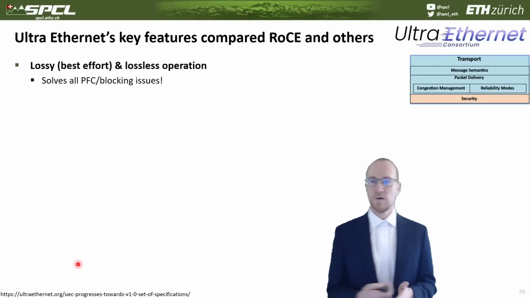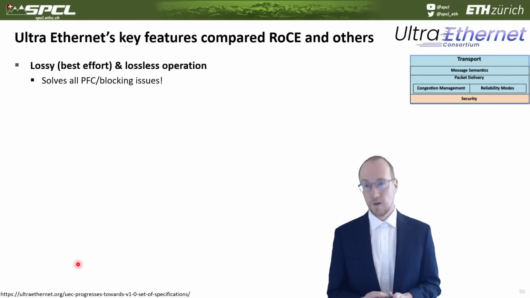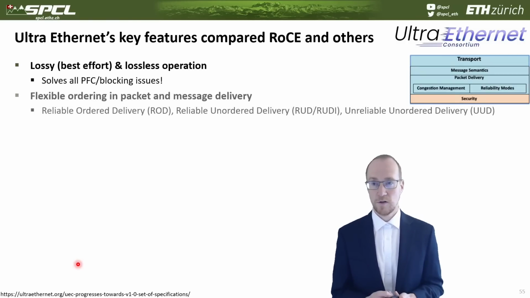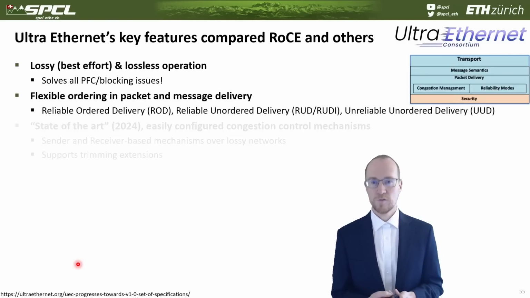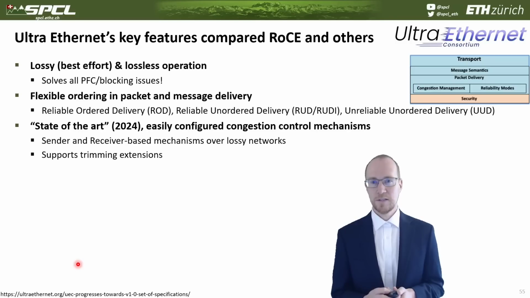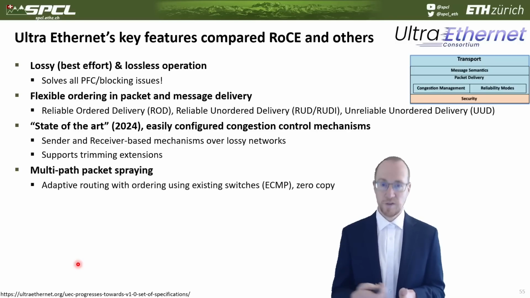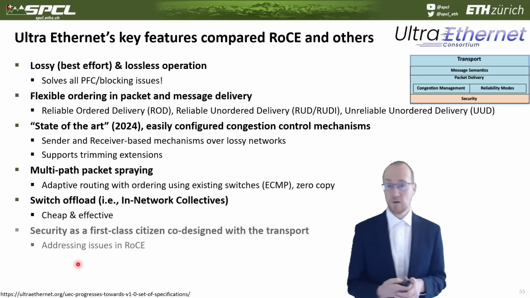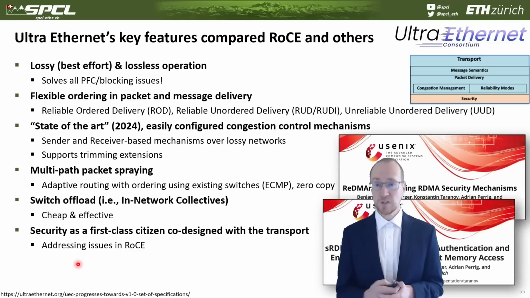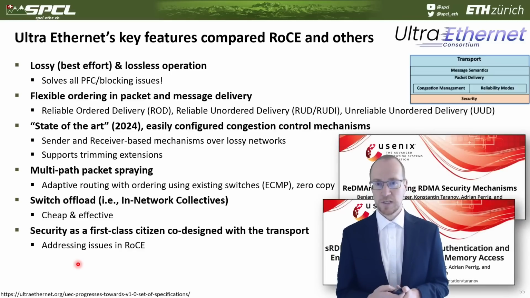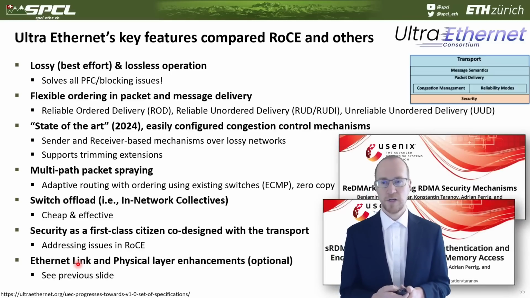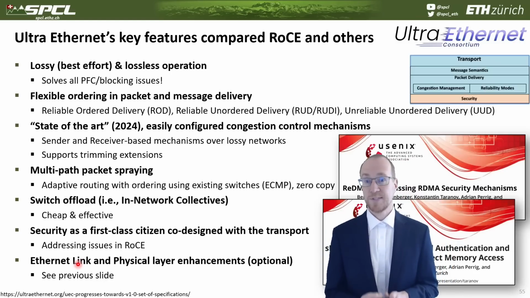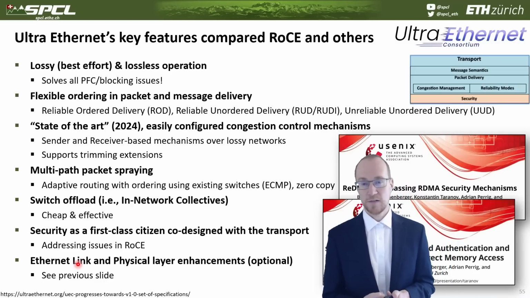So we could talk about the key features. It's a lossy, or what we call best effort transport, so you don't need lossless networking. We have flexible ordering rules. We have easily configured congestion control mechanism, multipath packet spraying, so adaptive routing at the endpoint, a switch offload that will potentially come later, security as a first-class citizen, so really co-designed into the transport, and compatible with Ethernet link layer with some optional extensions if you want to make it faster.